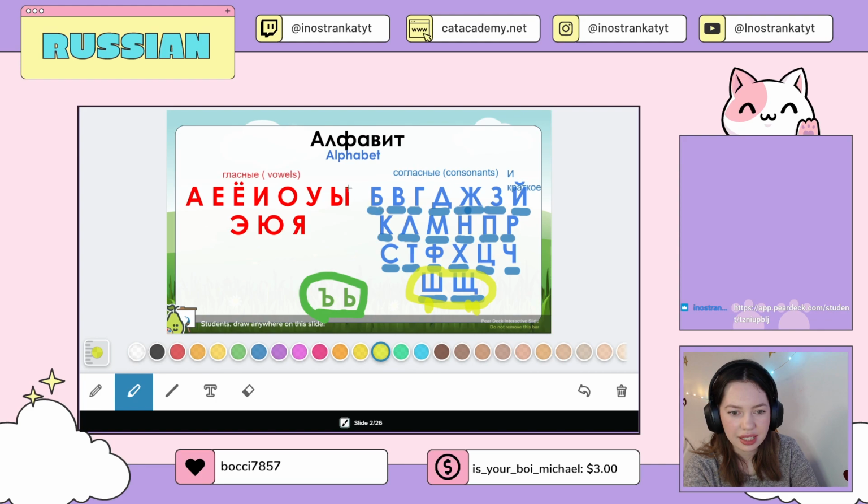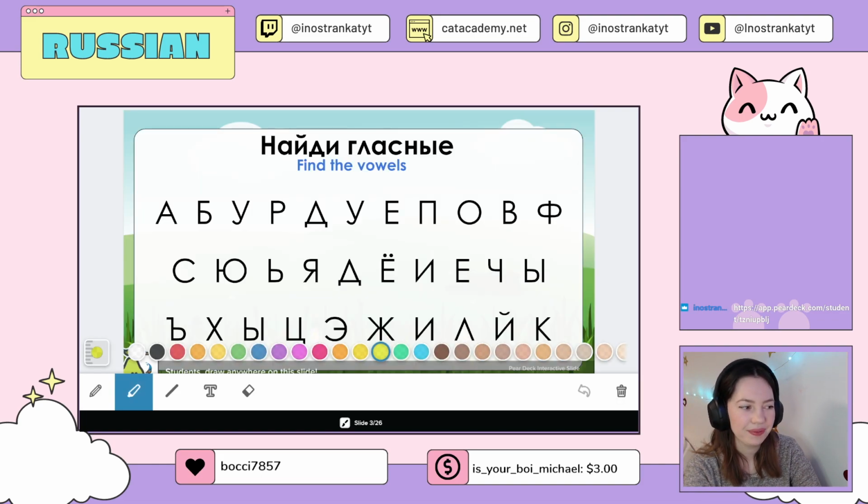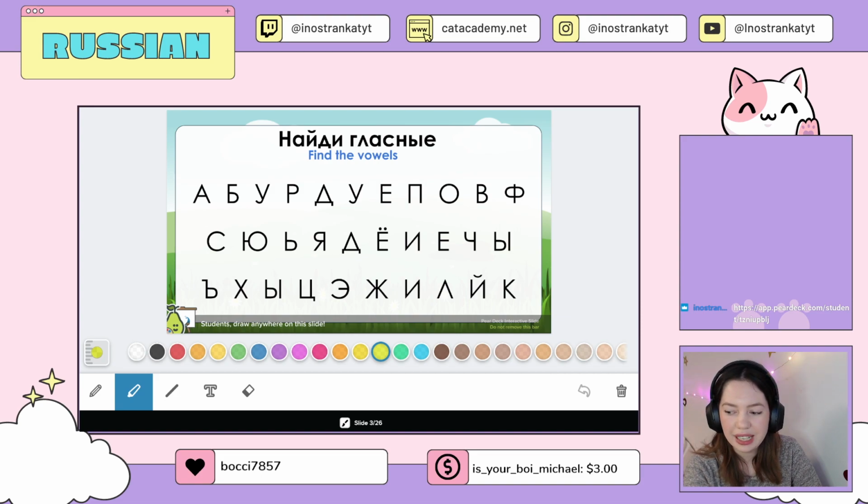Okay, actually let's keep this because we have гласные, согласные, and these two make no sound. So we can't say they're vowels or consonants. They are just softness symbols. So right now, here's where повторять comes in handy. I would like you to найди, it's the same as find, гласные. Find the vowels. So I want you to find them and circle them everywhere.